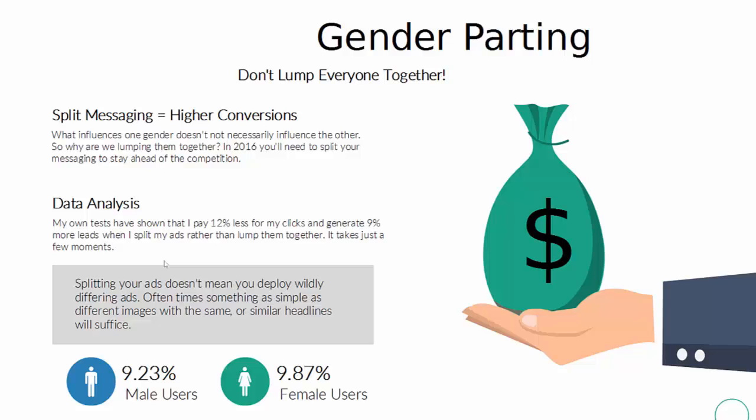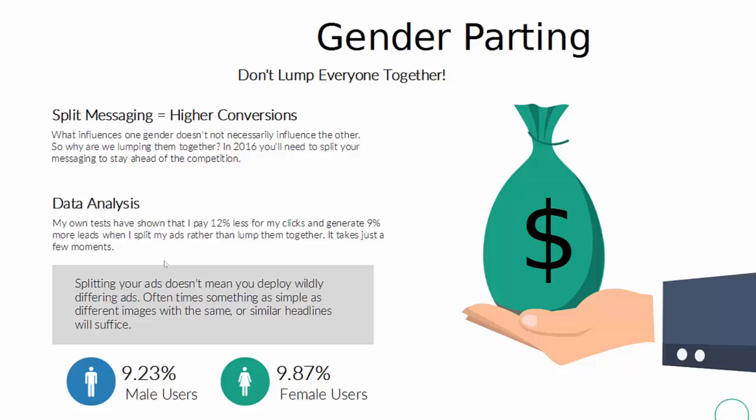Well, here's the deal. Even in my own tests, what I found is that when I separate and specifically target one gender group with one ad and the other gender group with another ad, I pay 12% less for my clicks and I generate 9%, so almost 10% more leads just by clicking that simple button of women only and men only and running individual ads to them.